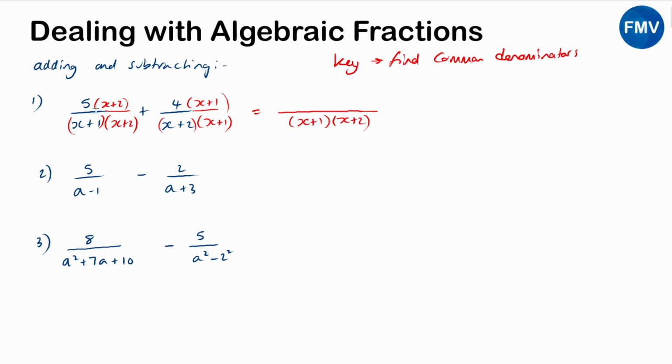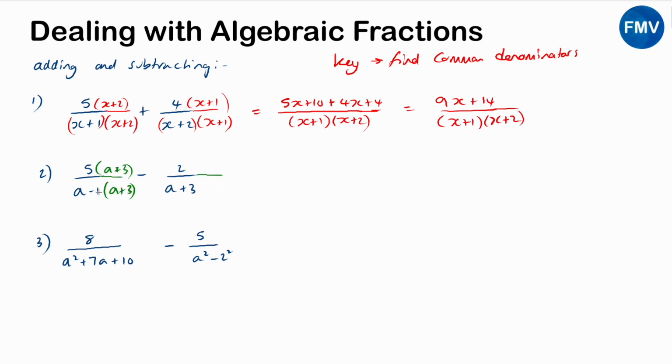Now I've written that, I can expand these brackets. I've got 5x plus 10 plus 4x plus 4. I can collect like terms. So I end up with 9x plus 14, and that is over x plus 1 multiplied by x plus 2. And that's done. Same with this one, we multiply the first fraction by a plus 3 over a plus 3 and the second fraction by a minus 1 over a minus 1.